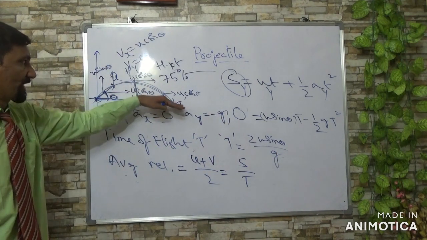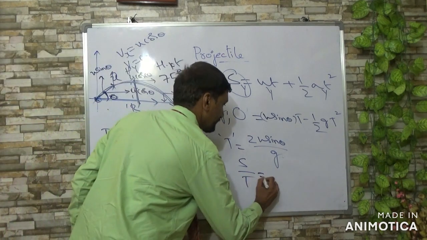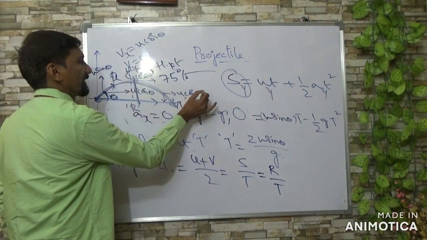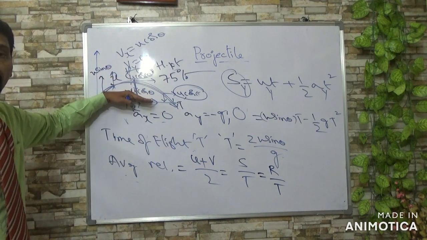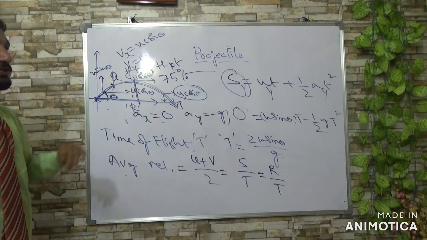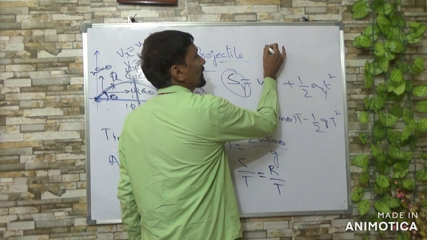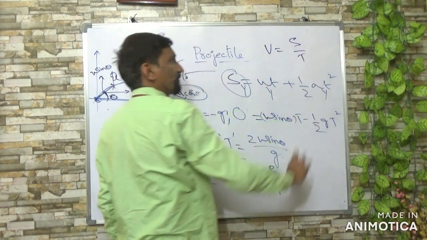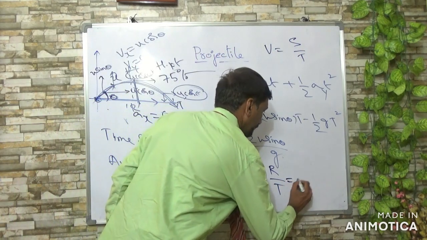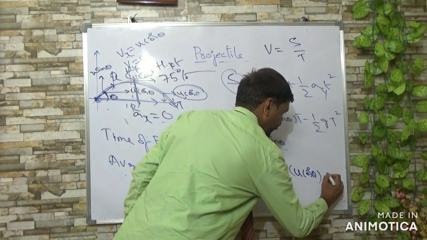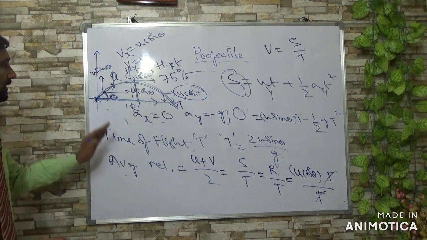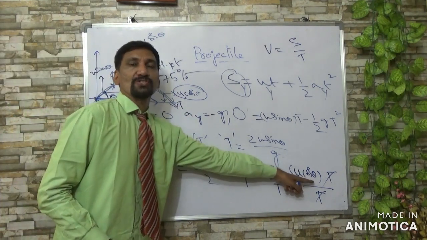Total displacement is this part, the range, by time of flight. So here the body is maintaining uniform constant horizontal velocity, means u cos theta remains constant. Whenever the body maintains constant velocity, it is just displacement by time. So displacement is velocity into time. So I can take u cos theta into time of flight by time of flight. So what is the average velocity of the projectile during the time of flight? That is u cos theta.